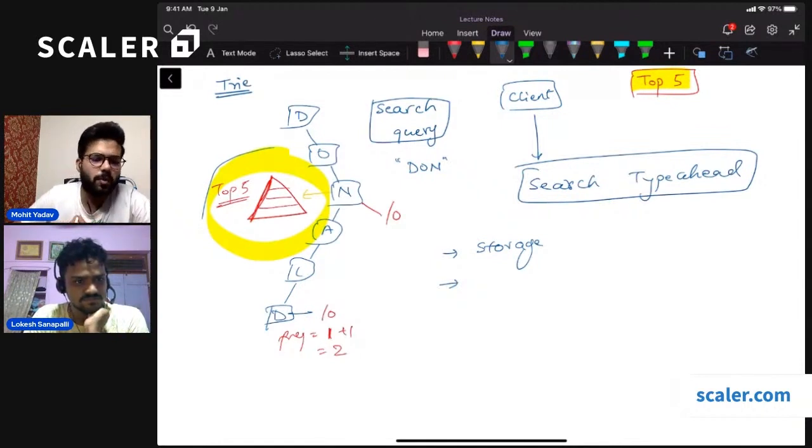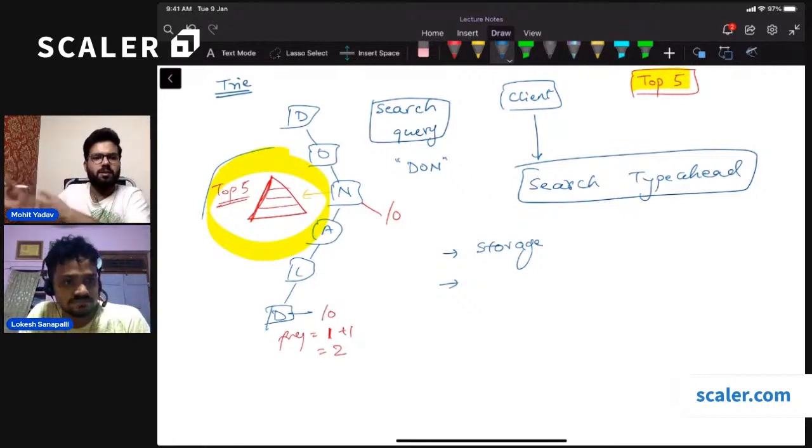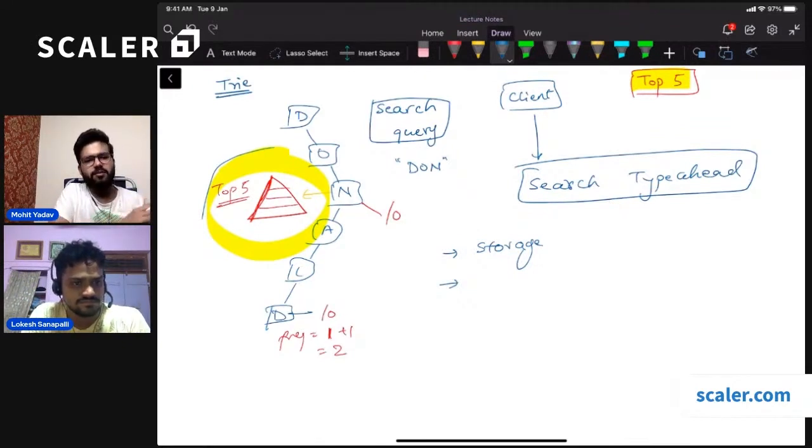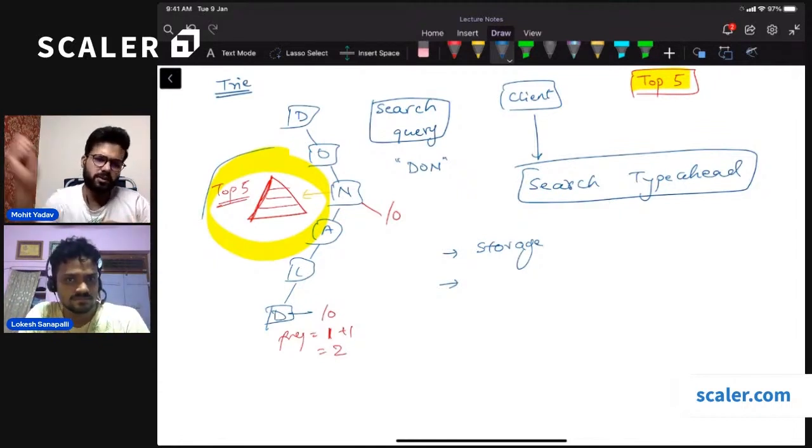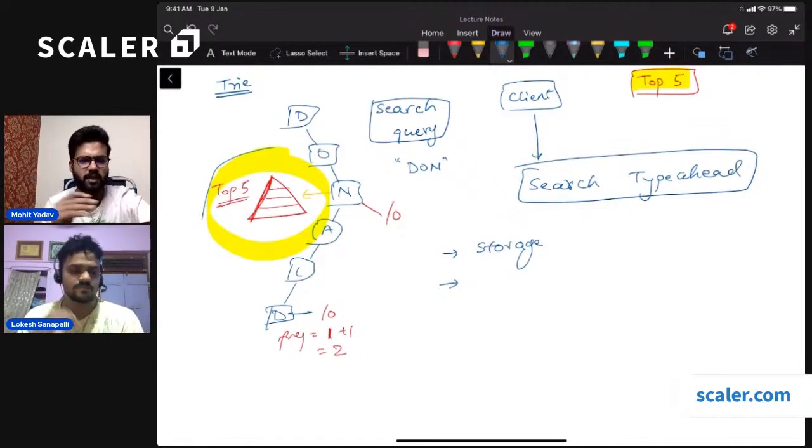How would you identify the popular ones in that case? Basically what you're saying is that for some queries you'll save data somewhere, so that those are anyways the top 10 or top 100 or top 200 or maybe top 1000 queries. You'll store it separately, and whenever the term comes, you'll give the response from there.